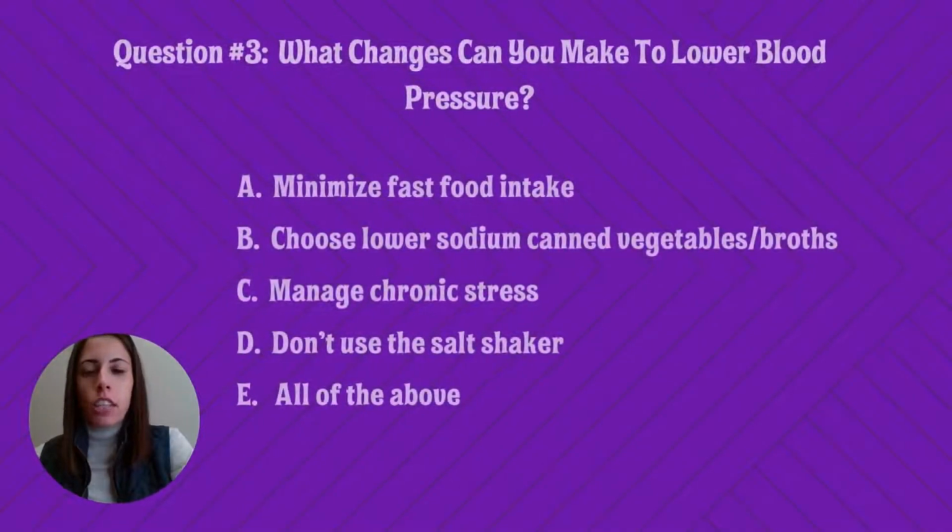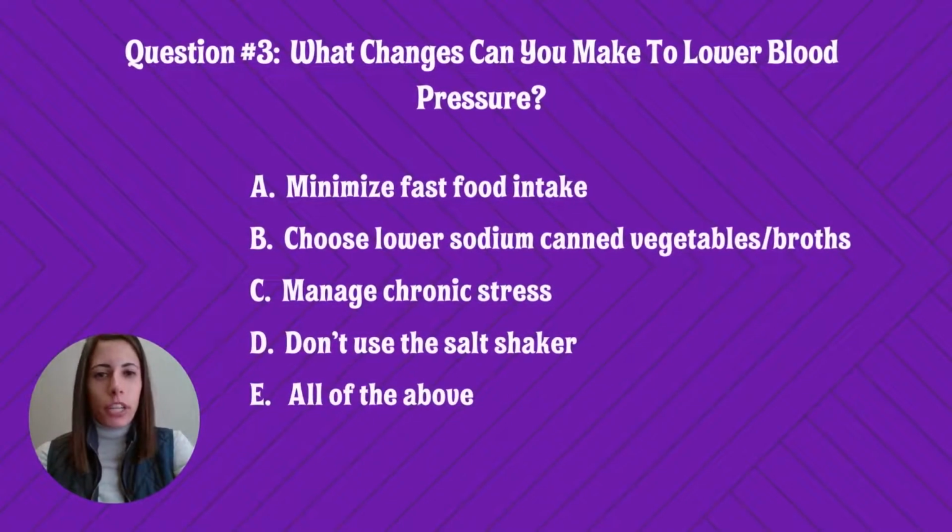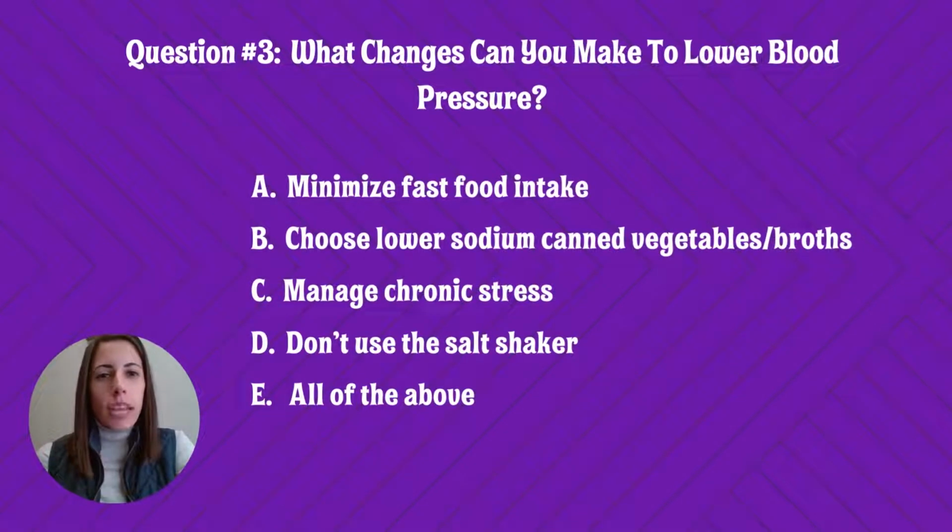All right, so our third knowledge break here about lowering blood pressure. What changes can you make to lower your blood pressure? A, minimize your fast food intake. B, choose lower sodium canned vegetables or broths. C, manage chronic stress. D, don't use the salt shaker. Or E, all of the above.